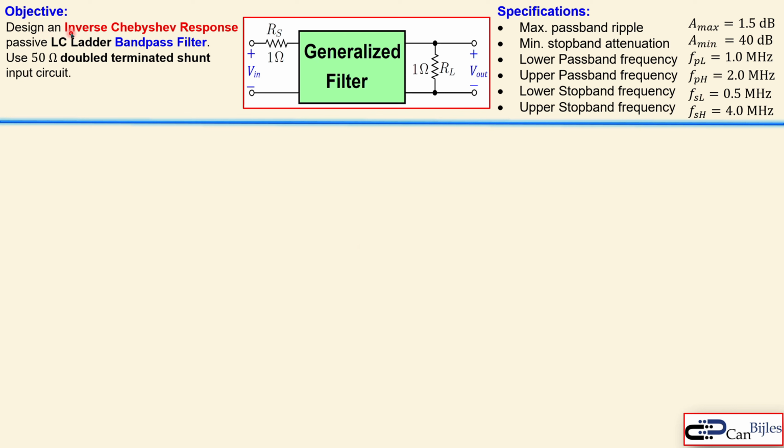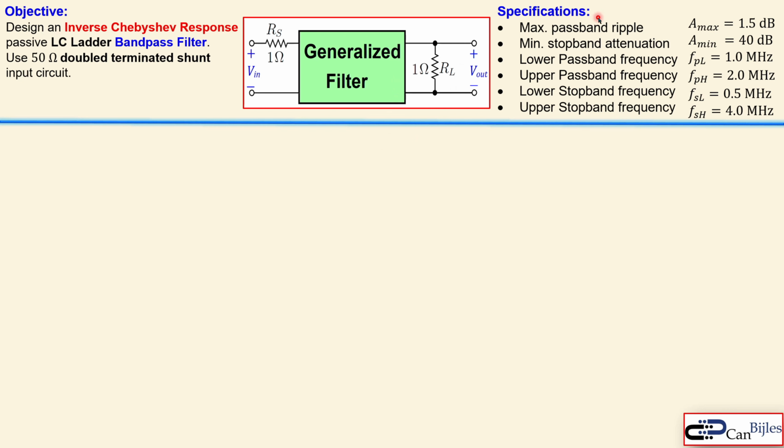The objective is a design of an inverse Chebyshev response passive LC ladder configuration for the bandpass filter. It must use a 50 ohm double terminated shunt input circuit. So we will see that shortly, what this means. The generalized filter circuit is again shown here with the normalized source resistor and the normalized load resistor shown here.